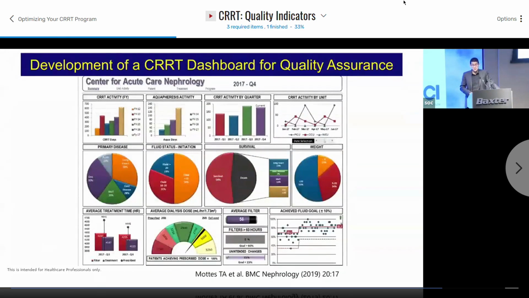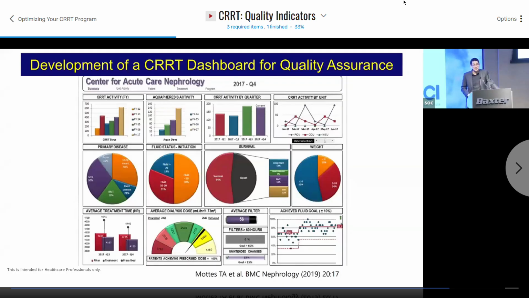This is an example of a dashboard. This is a good start if you want to create something new in your program. This is from Teresa and Stu from Cincinnati Children's. They created this nice, colorful dashboard. It's also published there. And you can see how, since many years ago, they were starting to track their activity on their CRRT program.